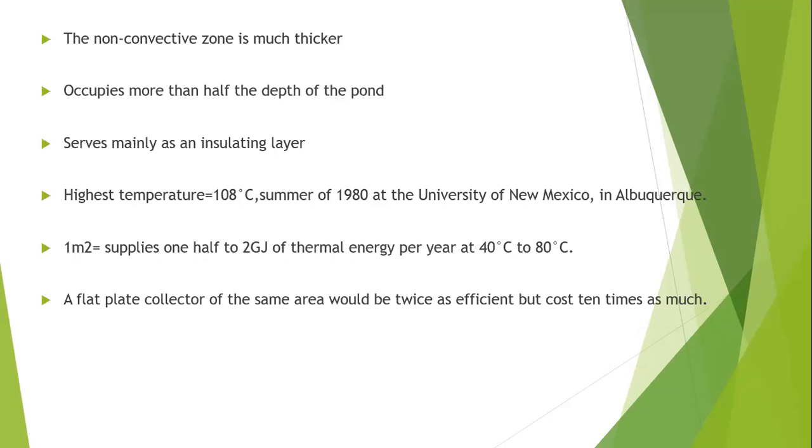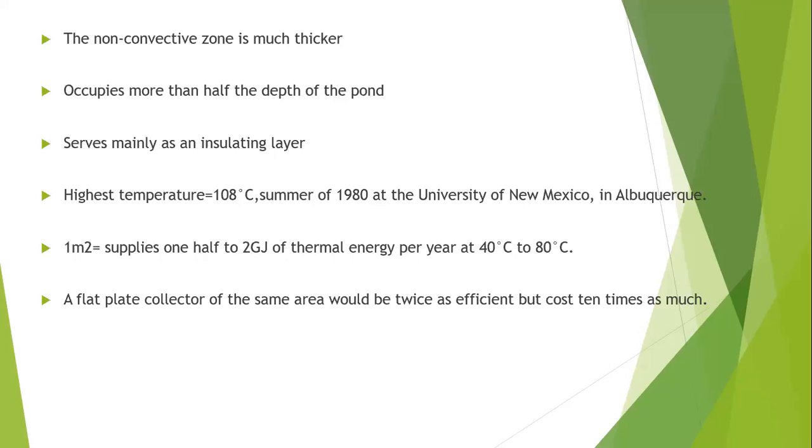Depending upon the location, water clarity and temperature, the solar pond can capture about 10 to 20% of the solar energy hitting its surface, and the remaining 90 to 80% will be wasted. Though it is wasted, it is the cheapest method of storing the heat here. So 1 square meter of pond can supply 1/2 to 2 gigajoules of thermal energy per year, and the average temperature maintained is 40 degrees Celsius to 80 degrees Celsius.